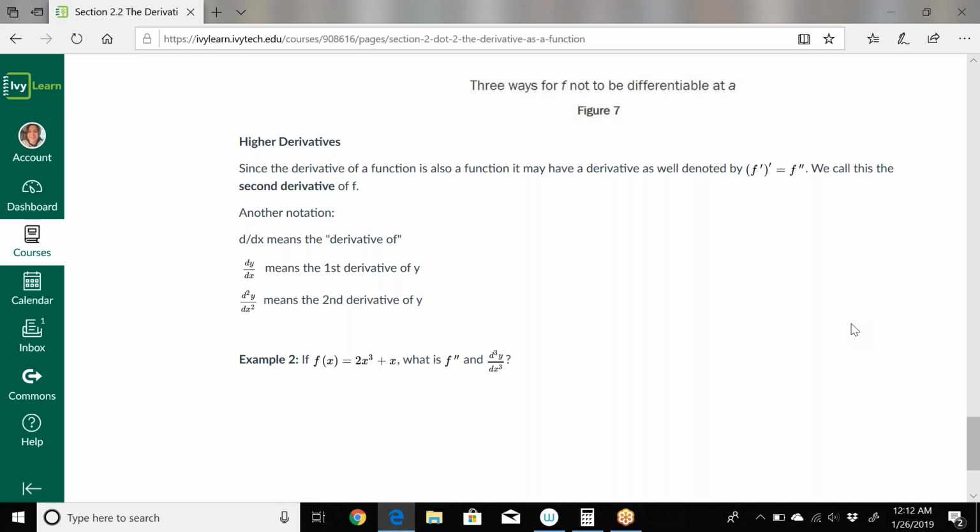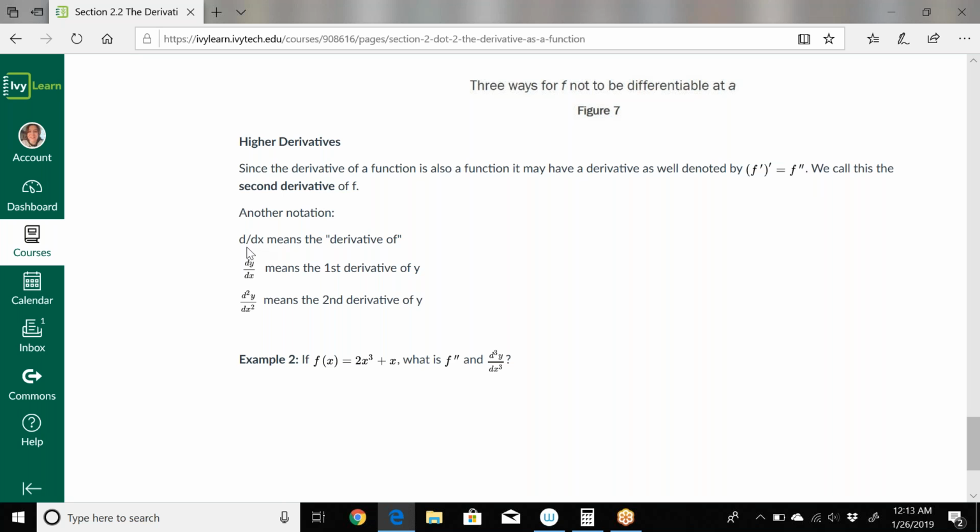It's when you take a derivative of a derivative, or a derivative of a derivative of a derivative. Since the derivative of a function is also a function, it may have a derivative as well. And we would denote that as f prime prime, which we would just call f double prime. And that's called the second derivative of f.